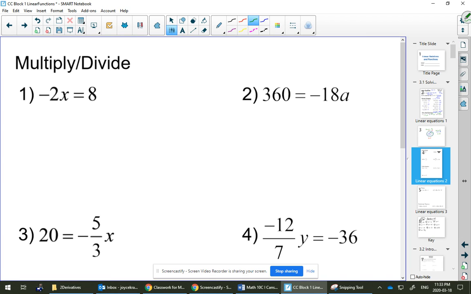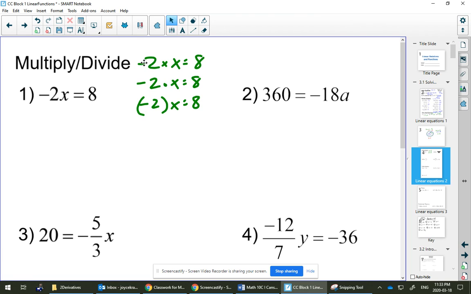So if I have negative 2x equals 8, that means negative 2 times x equals 8. Notice the little times sign in the x probably doesn't work so well. You can also write it as negative 2 dot x equals 8, and you can write it as negative 2 in brackets x equals 8. All of these four examples represent negative 2 times x equals 8. So if I want to get x by itself, I have to do the opposite operation by dividing by negative 2, so x will equal negative 4.